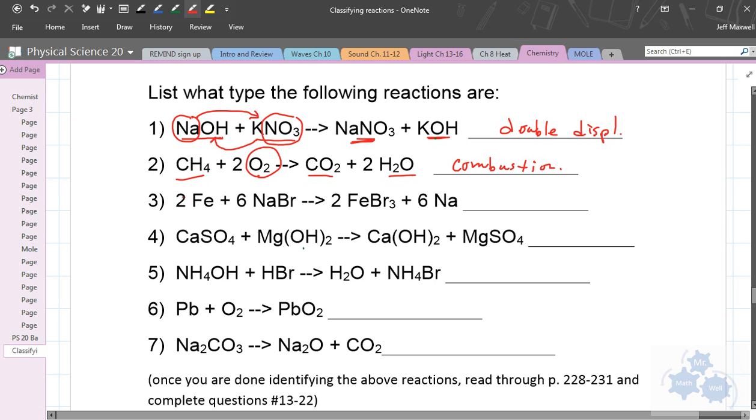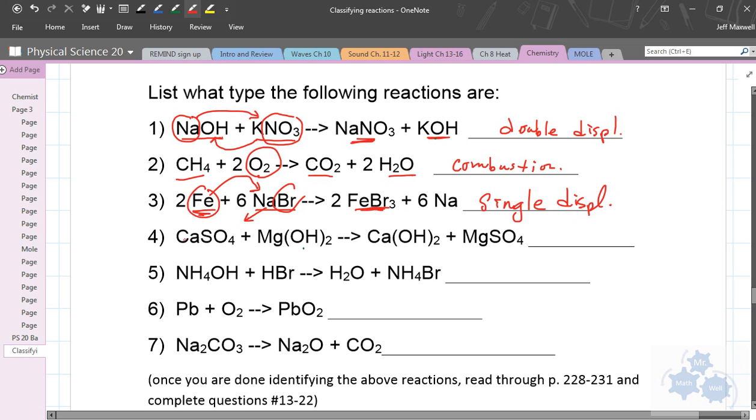Alright, now this one here, we have a single element, and it's reacting with sodium bromide. Now we look over on the other side. This is, of course, the key, right? So what happens over here? Well, the iron is no longer alone. It has displaced the sodium. It's kicked the sodium out, and it is now bonded with Br over here. The sodium is all by itself. There is a single instance of replacement, so that is single replacement, or single displacement. Okay.